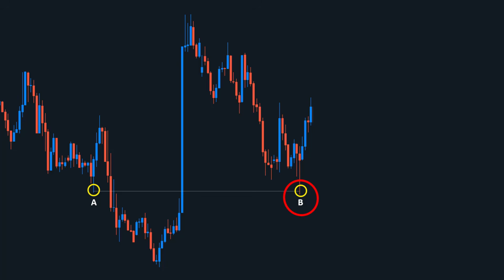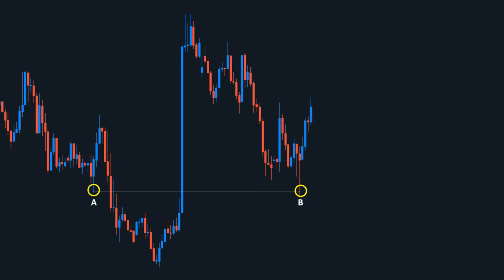Point B is the inducement liquidity. This level usually forms after the market has already made a big move, and traders start getting tempted to join in. It looks like a confirmation of the trend, and that's exactly what makes it dangerous. Now, here's the key part. When point A and point B line up at the same level, the market has just built invalidation liquidity, a powerful zone where both buyers and sellers have their liquidity stacked together. This is the area smart money targets.